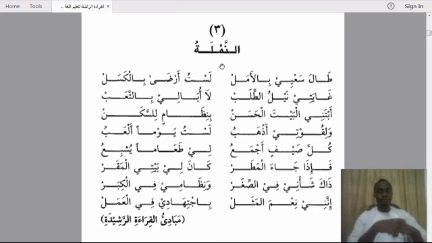An-namla is ant. When an-namla has ta marbut like this, it actually refers to the species ant, the ant species. That's the family name of ant, or the plural of ants. But when we have an-naml, that is the ant singular, or just a specific ant. Now we have Surah An-Naml. If you go to the Quran, you see Surah An-Naml, the chapter of the ant. But it's used interchangeably. This can be used for the plural, we have that in the language.